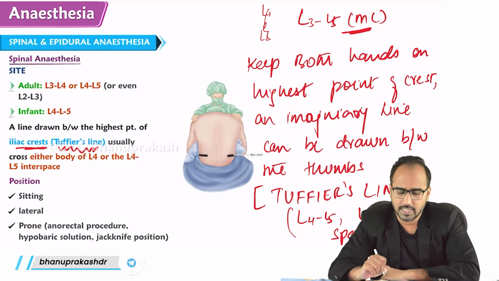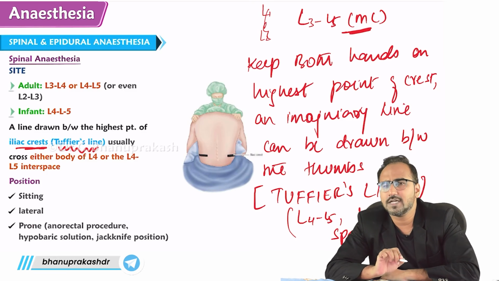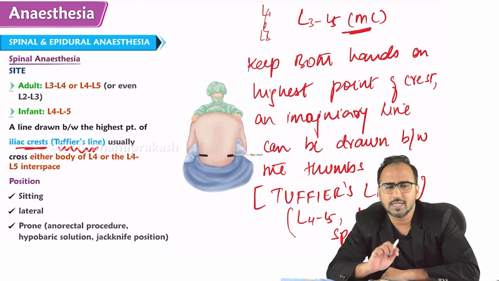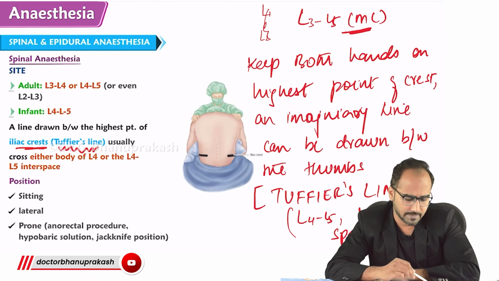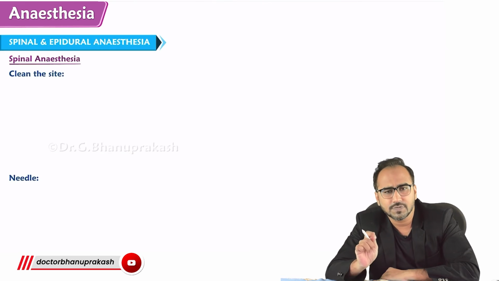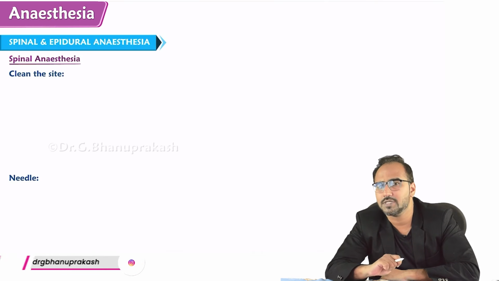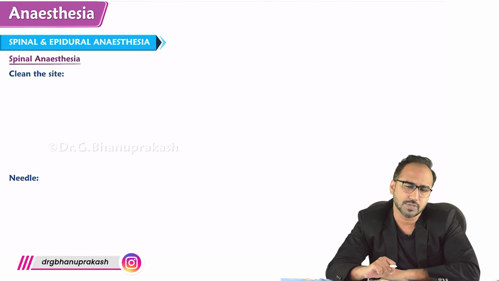So we know the site. After site, will you directly insert the needle once you know the site? We don't insert the needle. First we clean the site. We know the position, we know the site, then we need to clean the site. How will you clean the site in spinal anesthesia? For cleaning the site, first we apply a red color solution which is called betadine or iodine solution. After applying that red color solution, we apply a surgical spirit to remove the solution.